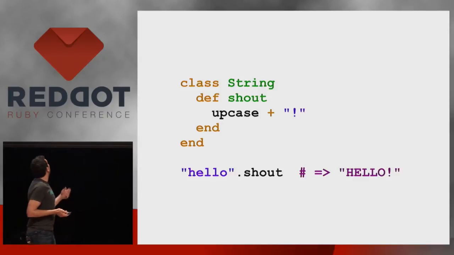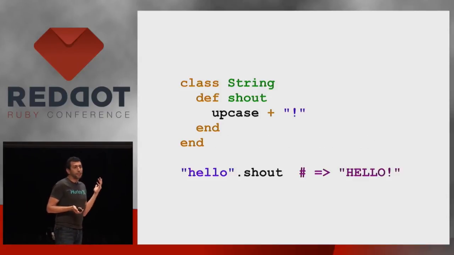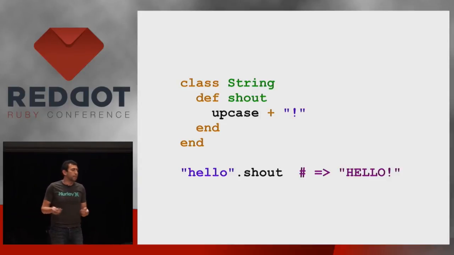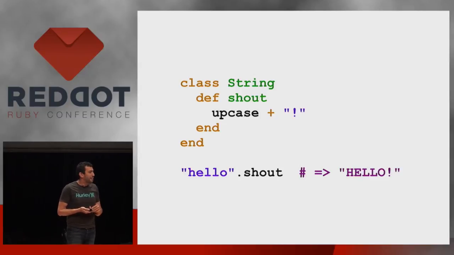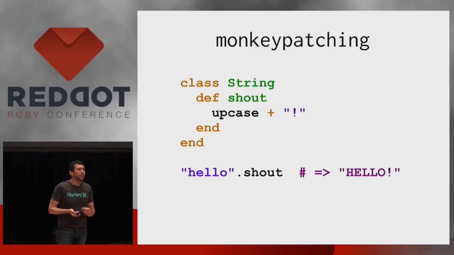Well, in Ruby, you can do this. Most of us know. You can reopen a class that already exists and do stuff inside it. For example, define a new method or redefine a method that already exists. Here I define a new method, shout, on strings, and now all strings have this method. Some people call these open classes or dynamic class scope, but most of us just call it, with this vaguely negative term, monkey patching.